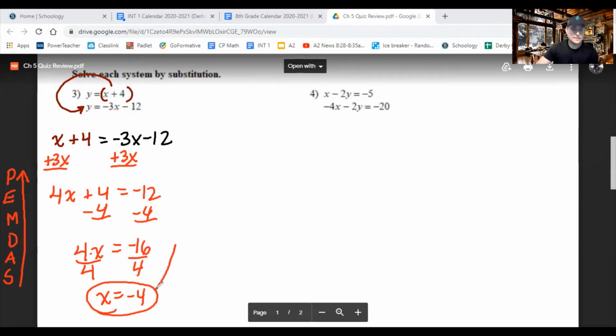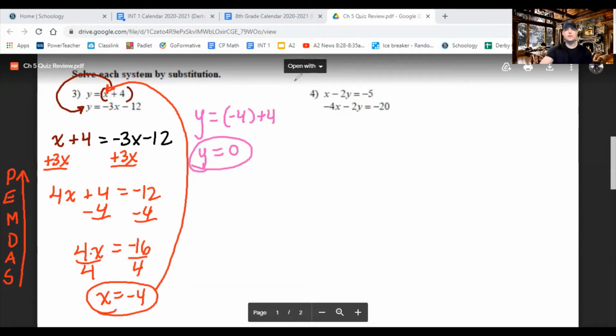Okay, let's substitute that negative 4 in place of x in one of the two original equations. And let's go see what y is. Y is equal to x plus 4, or in this case, negative 4 plus 4. So we think y is equal to 0. So our solution that we suppose is correct is negative 4, 0.